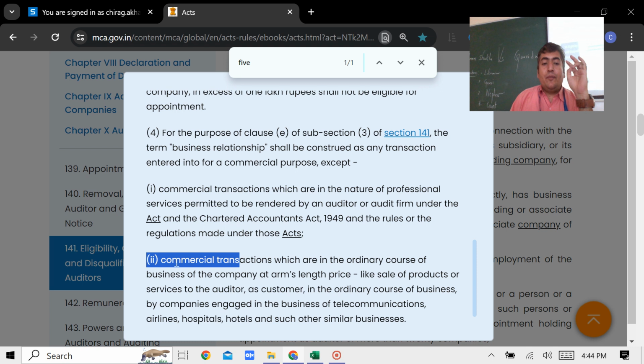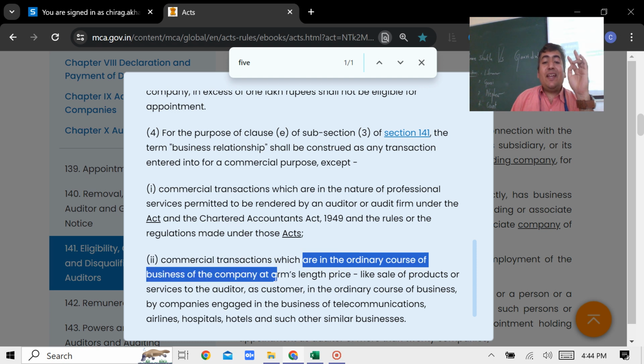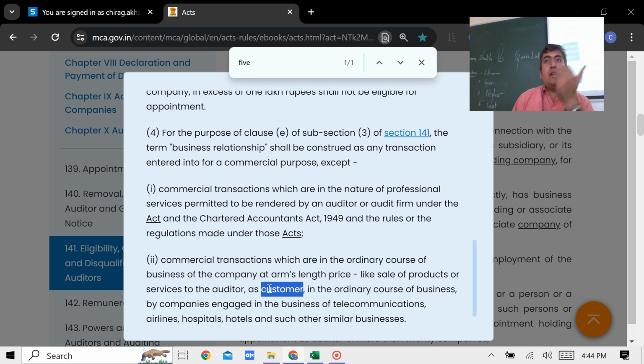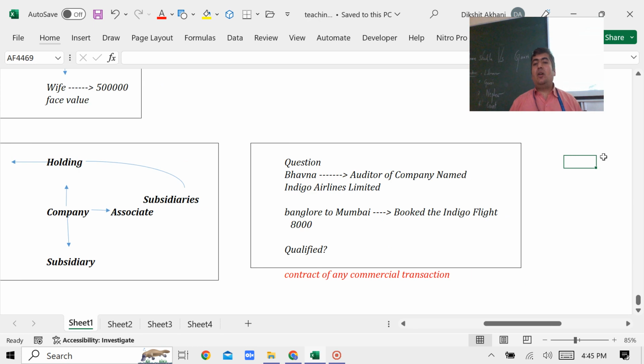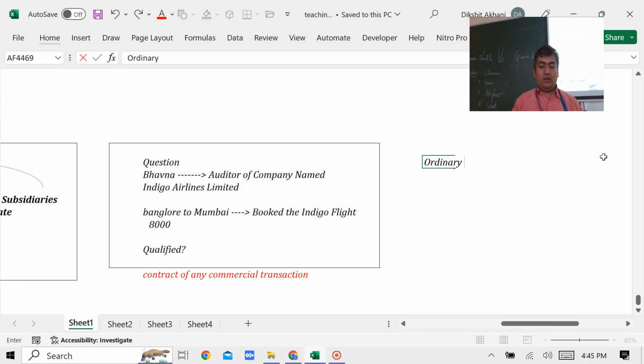So please listen to these words. Commercial transactions which are in the ordinary course of business of the company at arm's length price, like the sale of products or services to the auditor as a customer, just like treating him like other customers, then there is no problem. So you tell me now over here in this question, भावना ही थी ना यहाँ पे, was she treated as special or was she treated just like the other customers? The answer is other customers. तो दो conditions आपको ध्यान रखनी हैं. पहली condition क्या है बच्चा? Ordinary course of business, which is nothing but known as usual modes of business. Okay, and the next one is arm's length price.